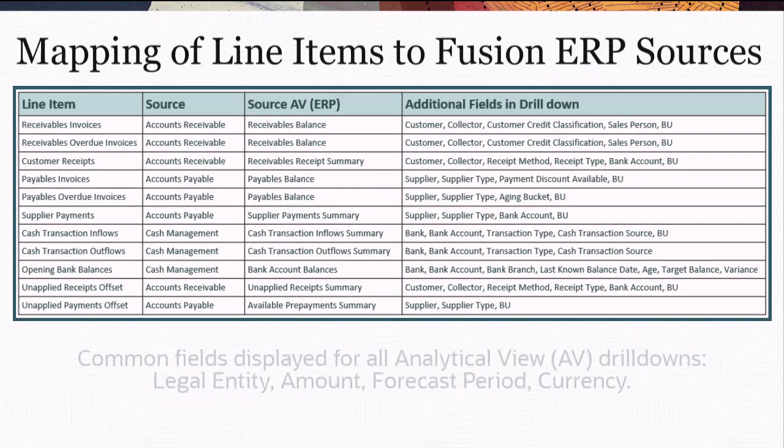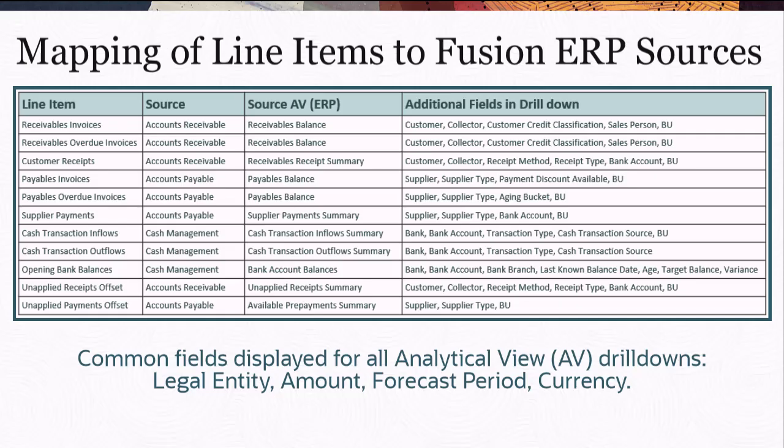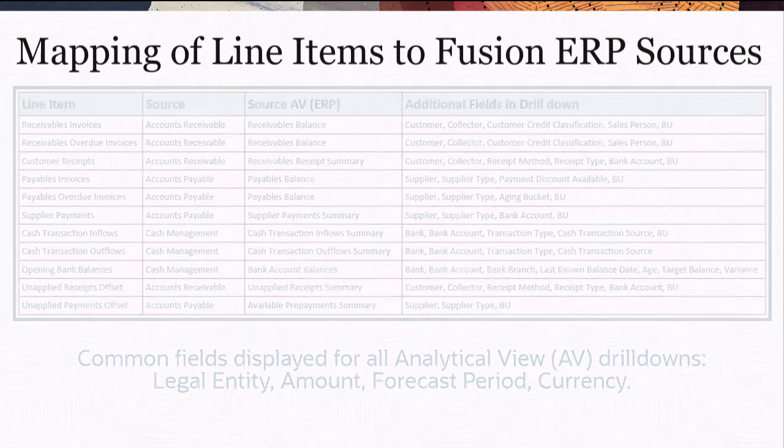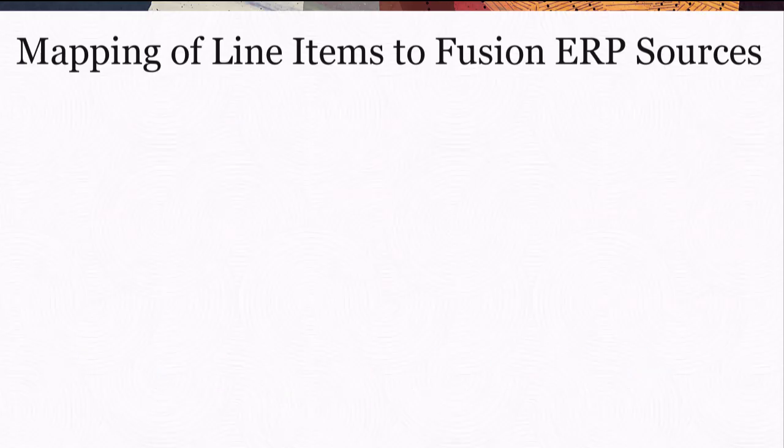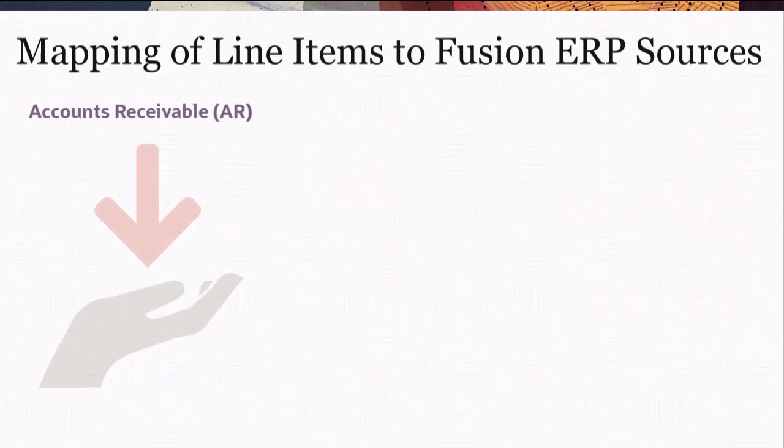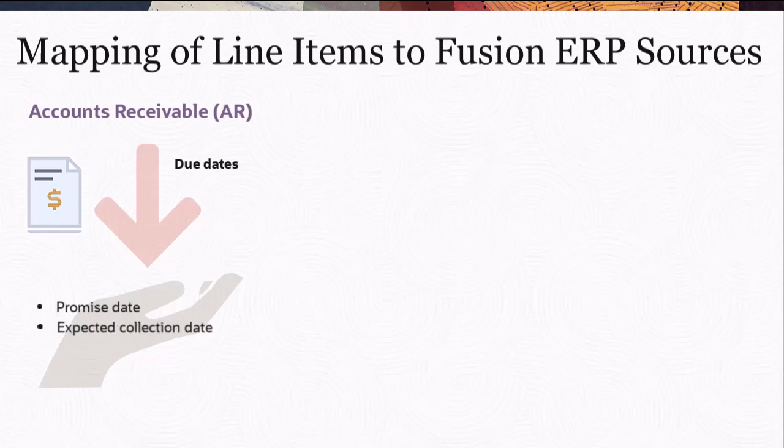Smart Drivers and Drill Through Back to Source is available for these 11 different line items supported by Accounts Receivable module, Accounts Payable module, and Cash Management modules. Here's how each source contributes. First, Accounts Receivable. Cash inflow forecasts are based on invoice installment due dates and aggregated as receivables invoices, receivables overdue invoices, etc. Predictive cash forecasting also uses a date hierarchy: promise date first, then expected collection date, then the invoice due date to best reflect when cash will arrive.